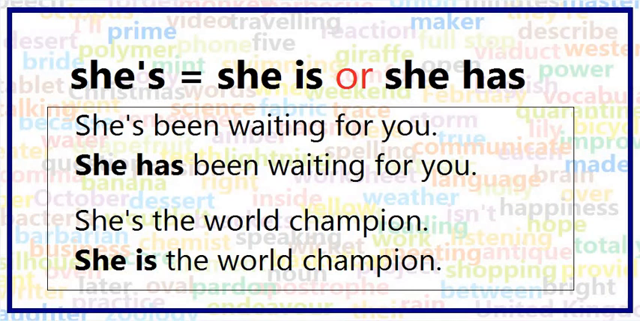Some contractions have more than one possible meaning. For example, look at she's. The contraction she's could be short for she is or she has. Notice this does not mean belonging to she. We wouldn't say that. So in our first example, she's been waiting for you. This is short for she has been waiting for you. Whereas if I said she's the world champion, that would mean she is the world champion.